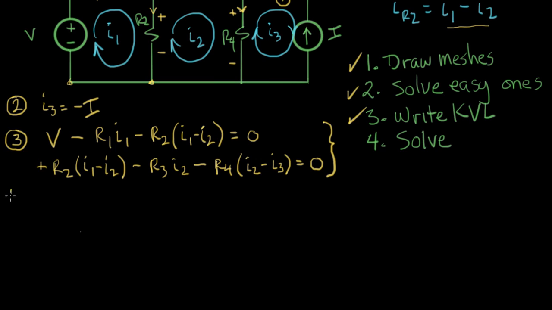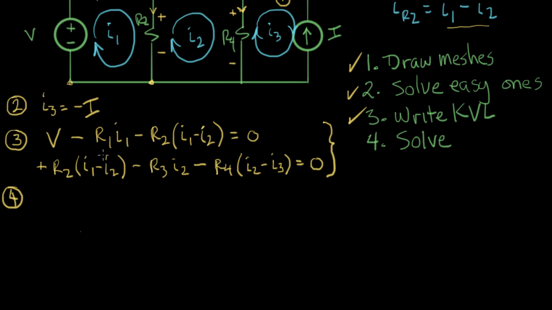So now we begin step 4, which is to solve the equations. What I want to do first is just to tidy up a little bit. I'm going to take the constants and put them on the right-hand side, and gather together the terms for I1 and the terms for I2 in separate places.